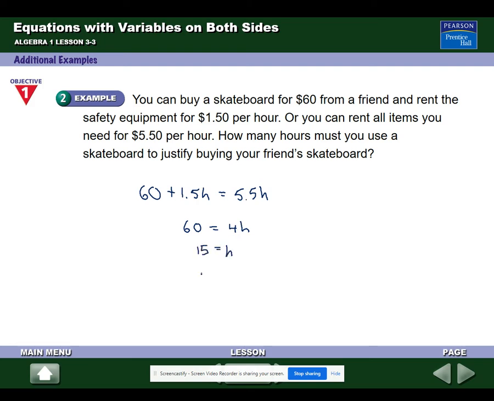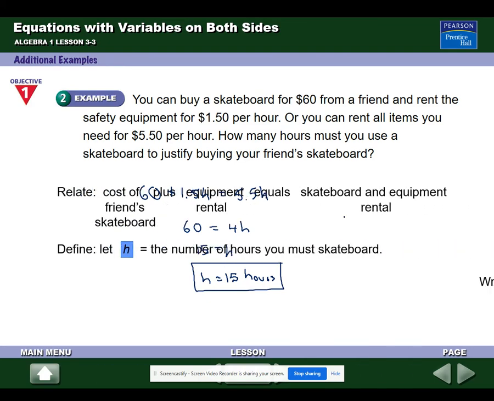I do like you to flip that around, and that's what it is. So 15 hours. After 15 hours, let's think about this now. So 15 hours is the break-even point. After 15 hours, you're going to be spending more money here, right? Because you're still spending $5.50 per hour. Less than 15 hours, you're spending more money here because you paid all that money up front, right? So it really depends on how long you're going to go skateboarding. 15 hours. Okay. Now, next example is of great importance.